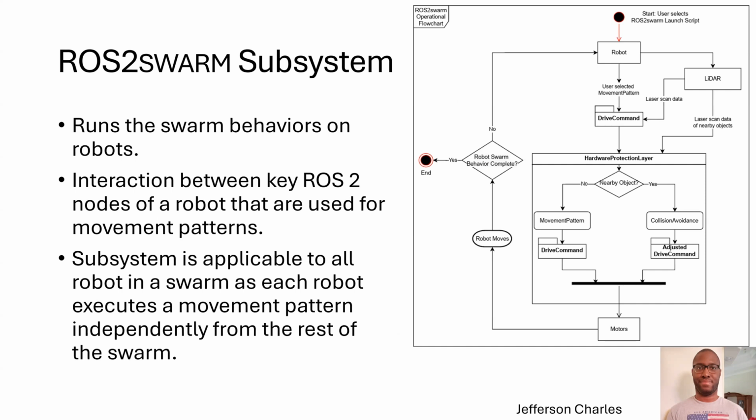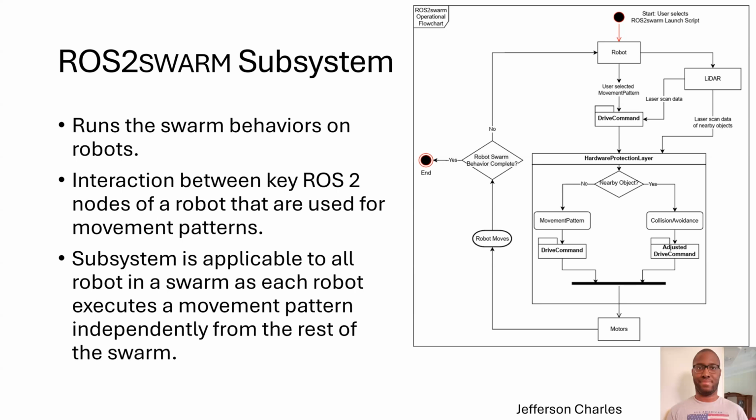And here's our overall ROS2 Swarm subsystem. So we start with the user selecting the movement pattern, and then the LiDAR starts detecting objects around it and sends it to the drive command, or either the hardware protection layer. And inside the hardware protection layer, it detects if there's a nearby object, and if there is, it sends it to the collision avoidance. And an adjusted drive command pattern is calculated.